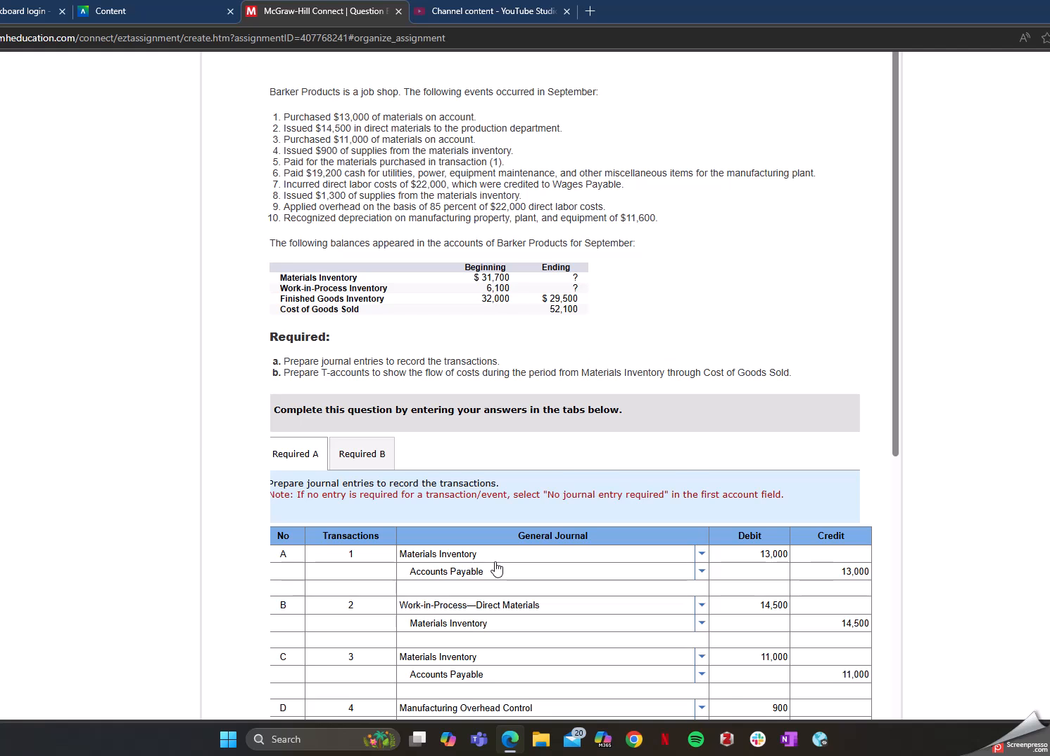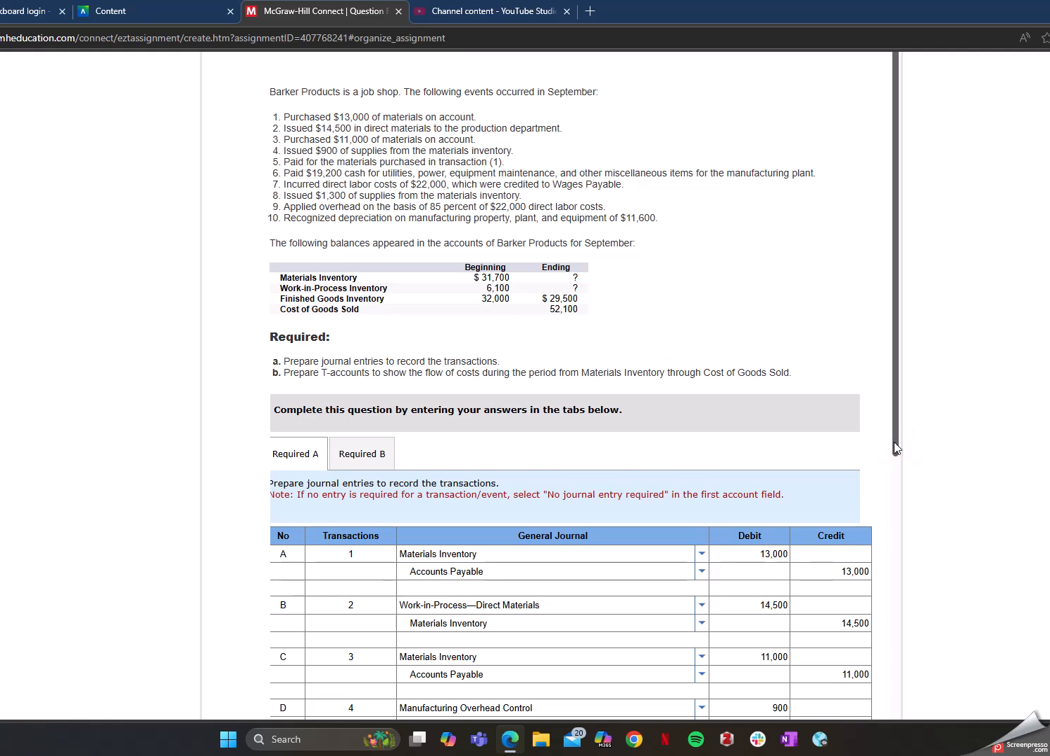So we're going to debit materials inventory. It tells us it's on account, so then we're going to credit accounts payable. Then we issue $14,500 of direct materials to the production department. So it's going to come out of our materials inventory and then go into work in process. And again, it's related to direct materials.